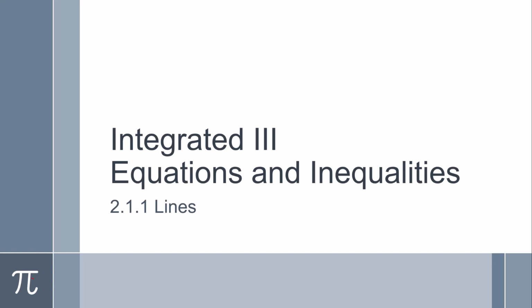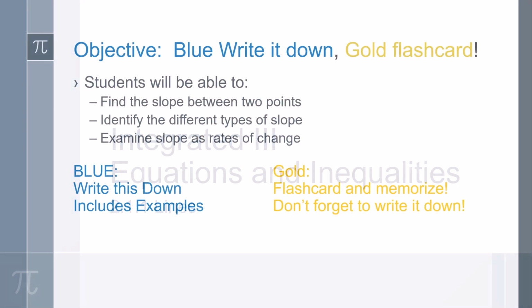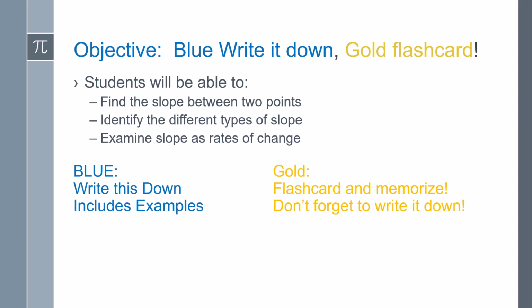This is section 211, and we're going to take a look at lines. Today we're going to find the slope between 2 points, identify the different types of slope, and examine slope as rates of change.